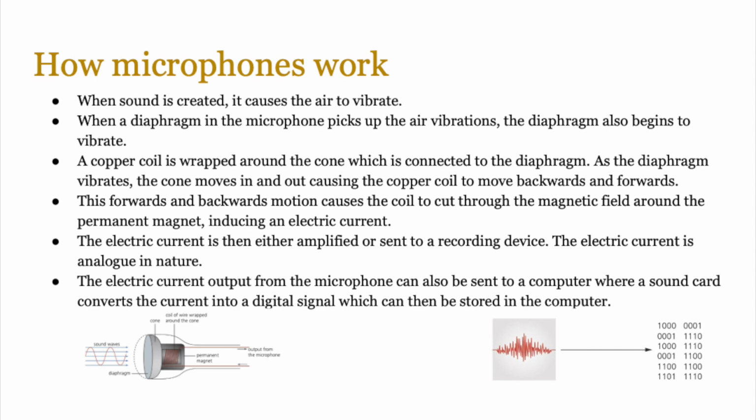The electric current is then either amplified or sent to a recording device. The electric current is analog in nature, so you need to convert it to a digital signal. This is where, if you're connected to a computer, generally a sound card will convert the current into a digital signal, which can then be stored on a computer. You need to be able to describe this process in the exam. Sound vibrations, diaphragm, cone, copper coil, movement, induction of current, and conversion of current into a digital signal.